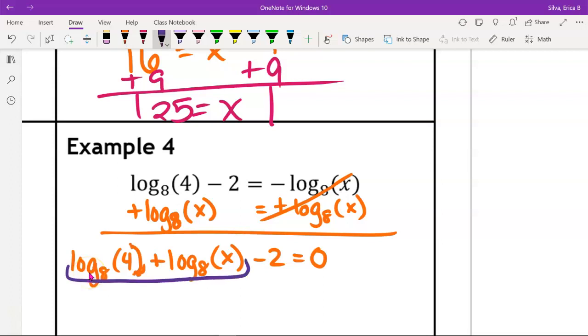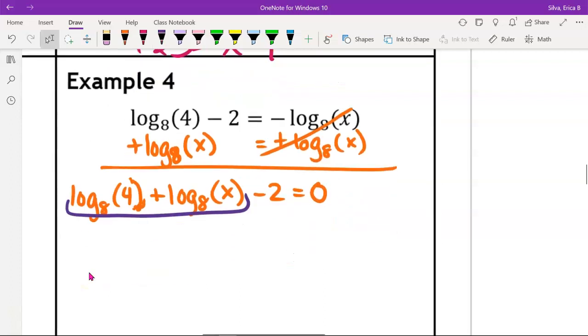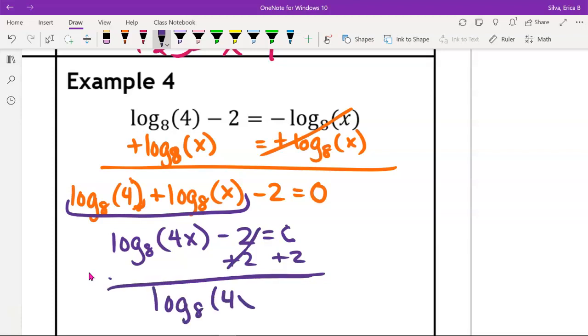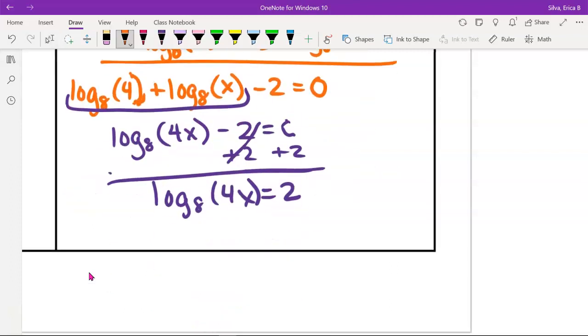Now we can combine these two using the product property, which means that we can multiply those arguments. And remember, we still need to isolate the log. Let's go ahead and move the 2 to the other side of the equal sign. And now we have log base 8 of 4x is equal to 2. And then from here, we can write it as an exponent and see if we can solve.